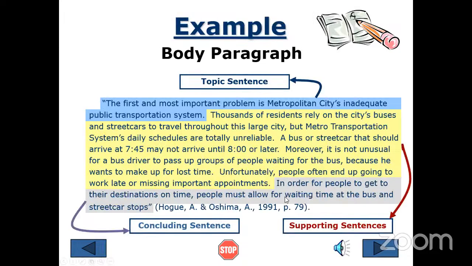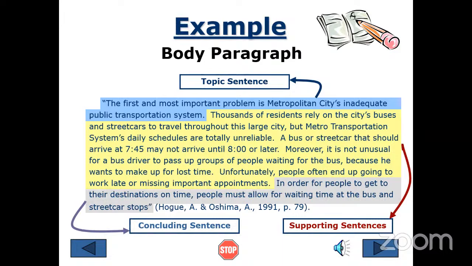For example. Look at the body. Okay. All right. So we have the topic sentence. This is the sentence that I'm going to develop, what I'm going to support. The first and most important problem is metropolitan cities' inadequate public transportation system. That's your topic sentence, right? So I have to support that idea that I have in my paragraph. Whereas, with a yellow marker, it's the supporting sentence.